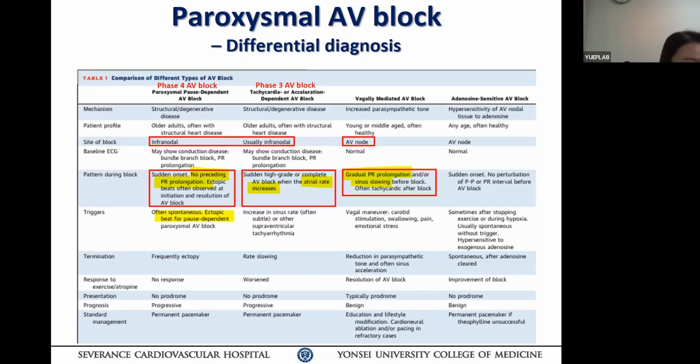Third, tachycardia or acceleration-dependent AV block, also known as phase 3 AV block, occurs at a faster heart rate, when the diseased His-Purkinje tissue is still refractory. In this condition, increasing heart rate worsens the conduction, while slowing the heart rate restores the AV conduction.